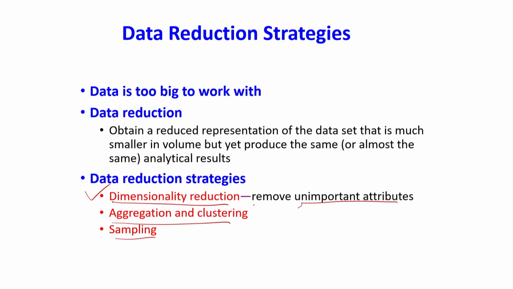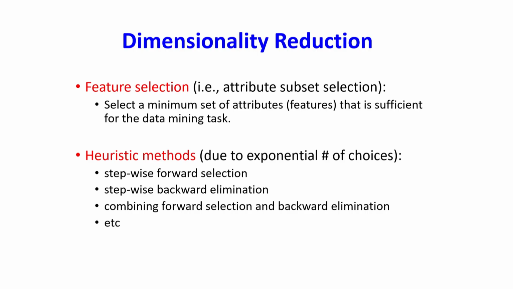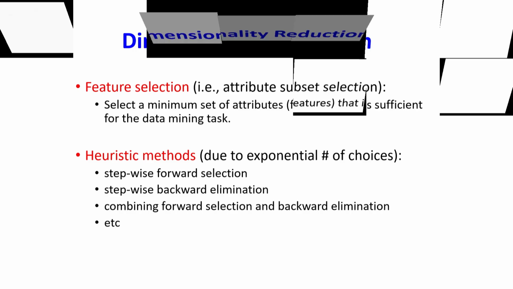I think Professor Pratik will discuss these aspects when you come back for the lectures on materials informatics, because this is a critical aspect there. Dimension reduction, just to give you an idea, is basically based on feature selection: select a minimum set of attributes that is sufficient to represent the data. How it is to be done will be discussed by Professor Pratik. And you can always use heuristic approaches, such as stepwise forward selection, stepwise backward elimination, or combinations of these techniques.